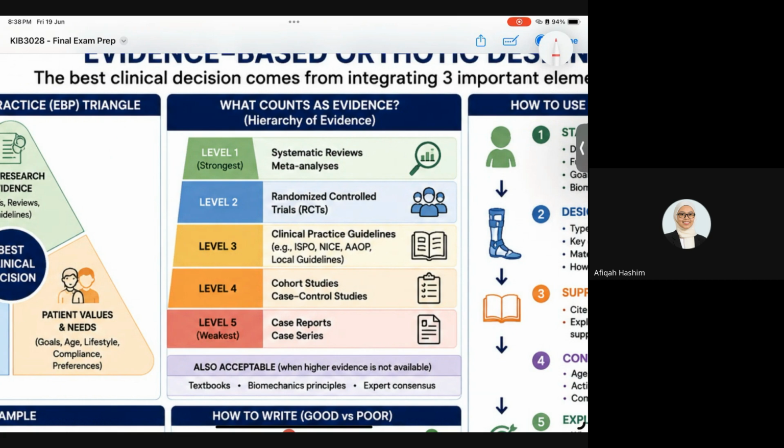But don't worry, I don't expect you to memorize the entire hierarchy. This will not come out in your exam. The important point is to understand stronger evidence generally provides greater confidence in your clinical decision.